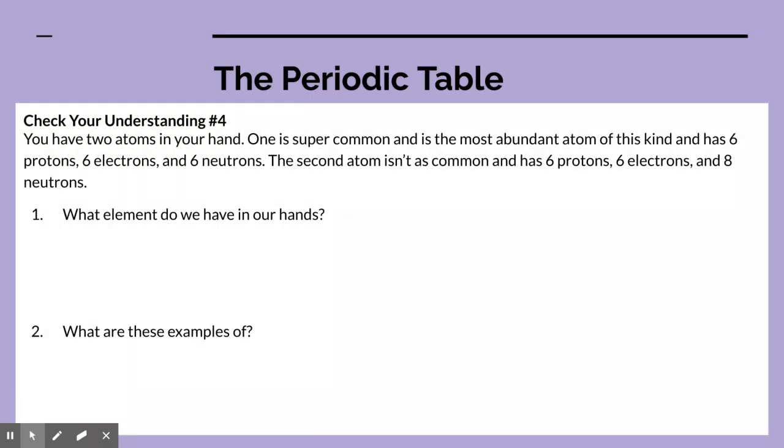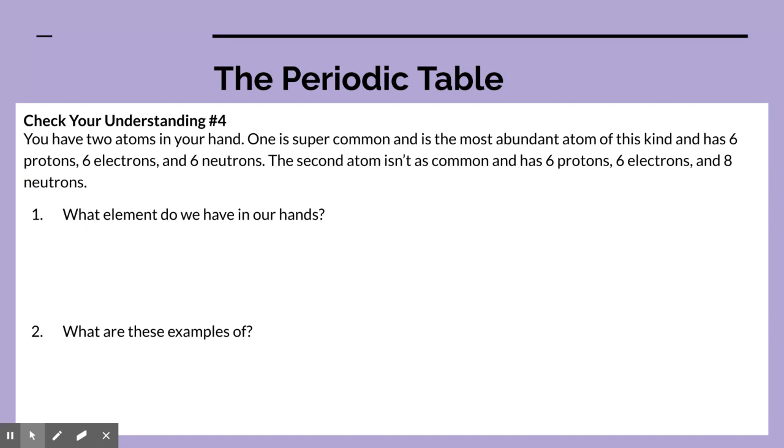Check your understanding number 4. You have 2 atoms in your hand, as an example. One is super common, the most abundant atom of this kind, and has 6 protons, 6 electrons, and 6 neutrons. The second atom isn't as common and has 6 protons, 6 electrons, and 8 neutrons. So what element do we have here? And what are these examples of? Pause the video here, answer these 2 questions, and then come back and double check your answers with me.